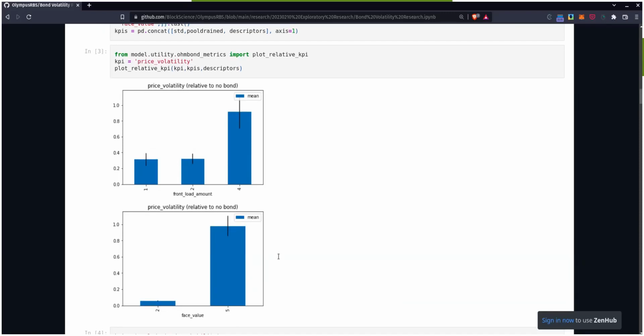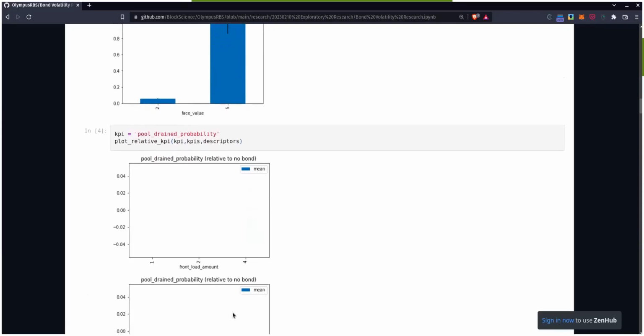So looking at the price volatility, which is relative to when there's no bond as a baseline. The front load amount, meaning the ratio of the first released bond, if it's bigger, we see the price volatility was also bigger. And also for the face value, if it's bigger, meaning overall there are more bonds being released, there's more price volatility, which is pretty reasonable.